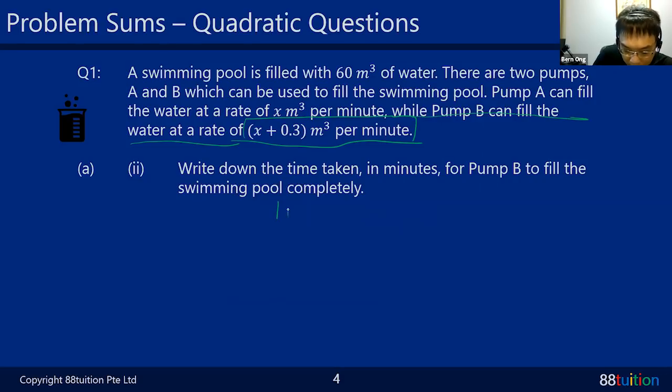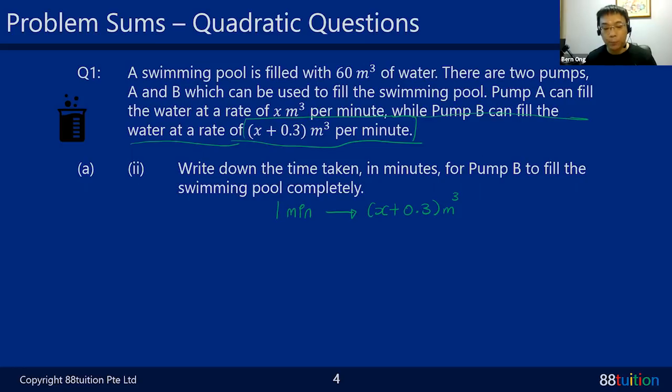So in 1 minute, I can fill what? X plus 0.3 meter cube of water. So the clue gives me a paragraph, and I extract out this portion only. So the question wants what? To fill the entire pool, is it?